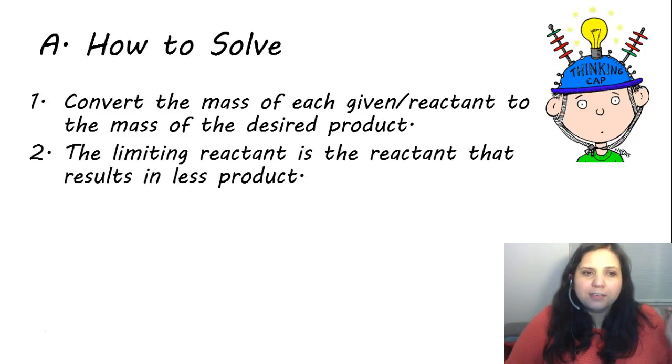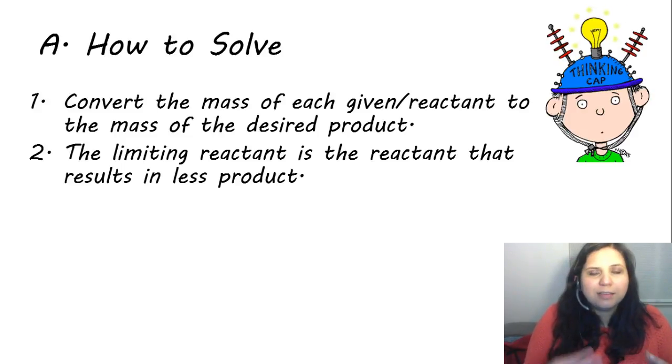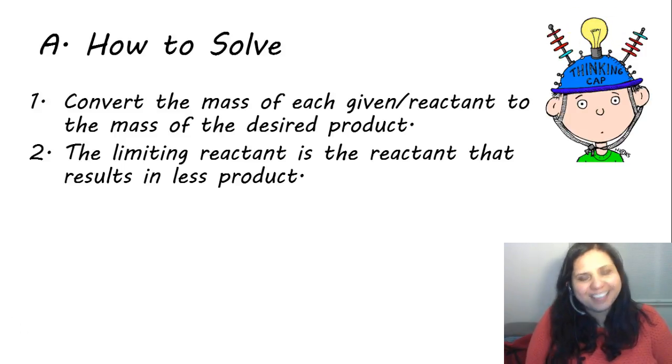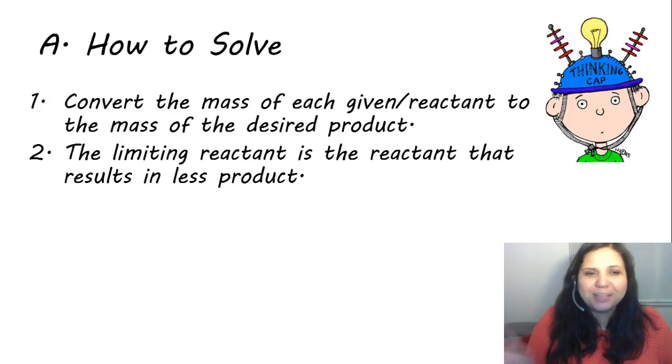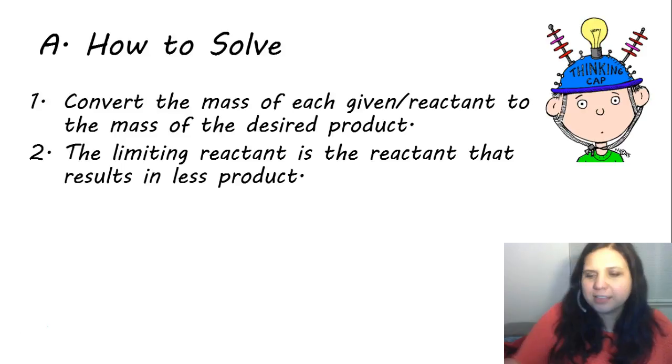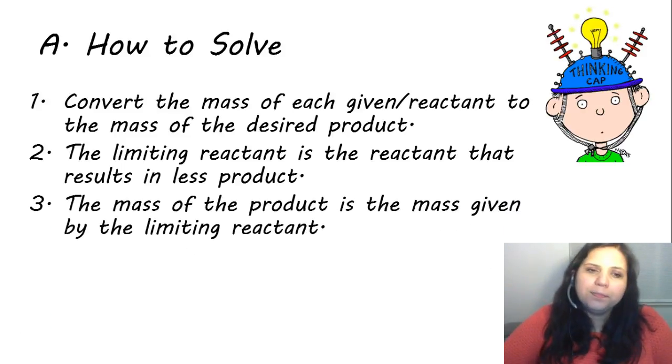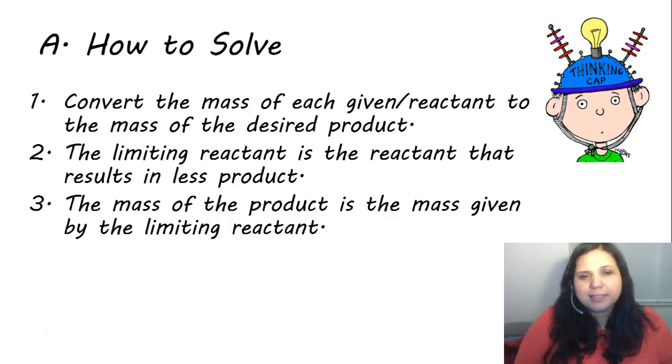Then you have to figure out which one is the limiting reactant. Well, the limiting reactant is going to be the one that results in the least amount of product. So, like my sandwich bread limited the amount of sandwiches I could make. That kind of stops the reaction. It made the least amount of sandwiches, so that was the limiting reactant. The mass of the product, so my 2 sandwiches, was the mass that I got based on the limiting reactant.